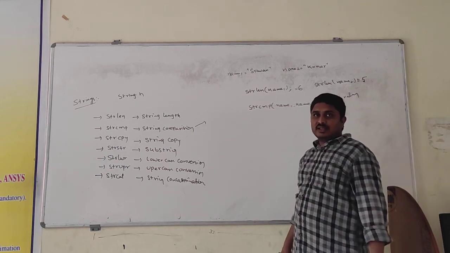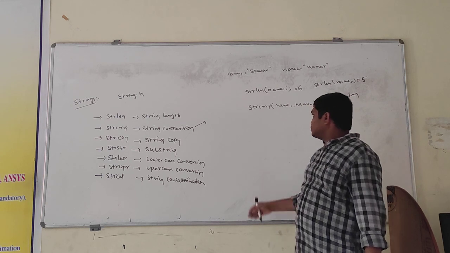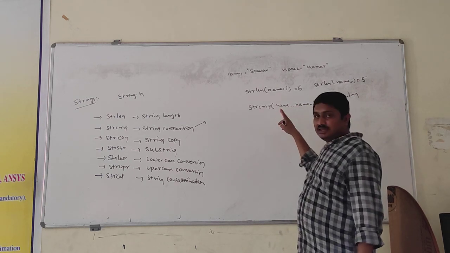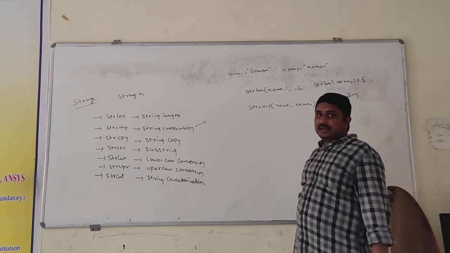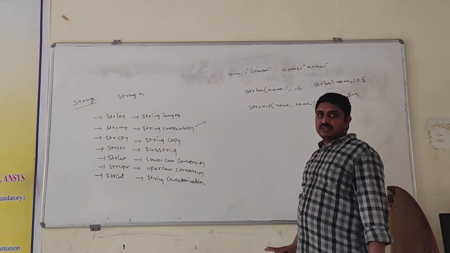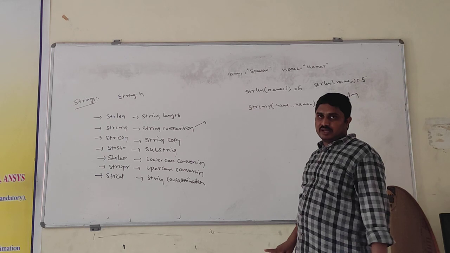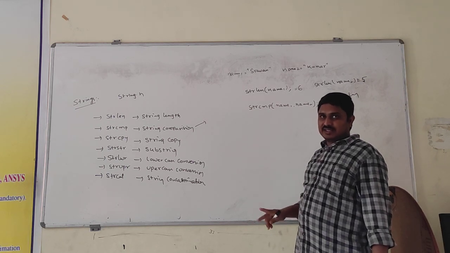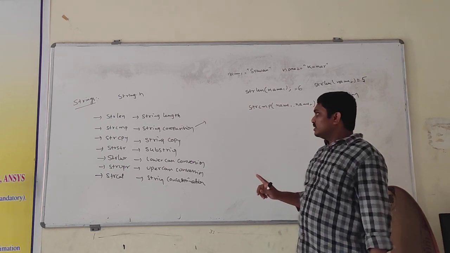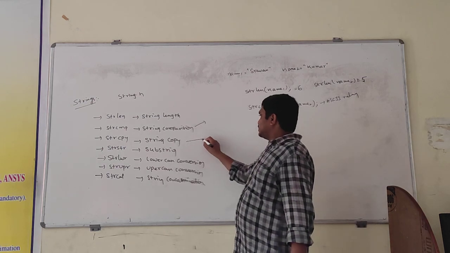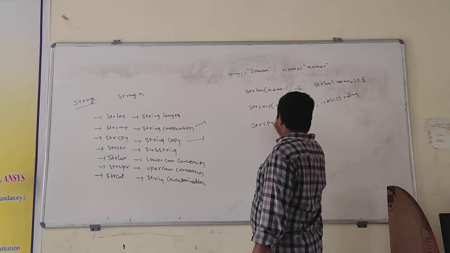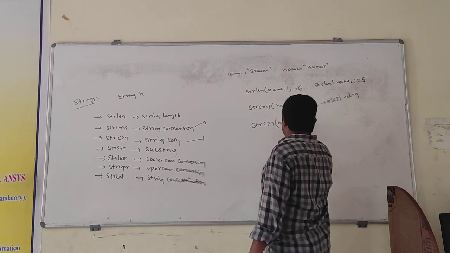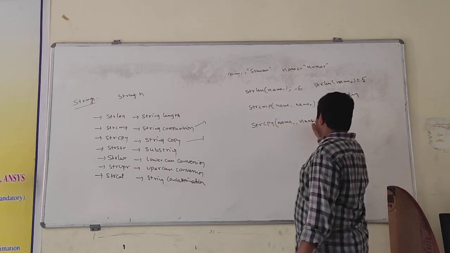Okay, based on the ASCII values of both strings, then it compares. So while comparing, if both strings are same, then it returns true, that means 1. If both strings are not same, then it returns false, that is 0. Next, strcpy. strcpy of name 1 comma name 2.